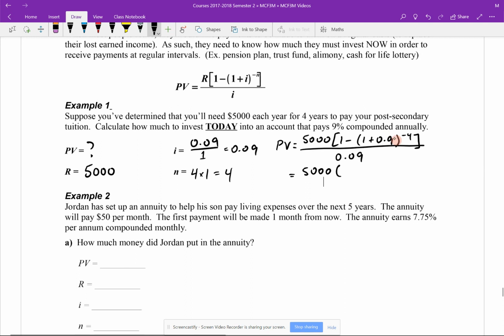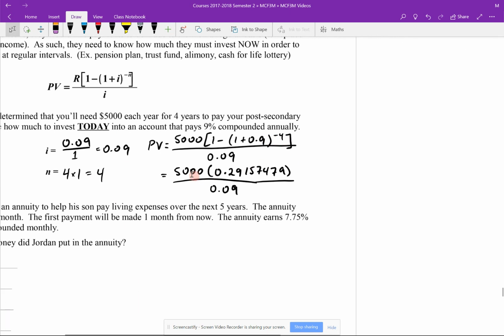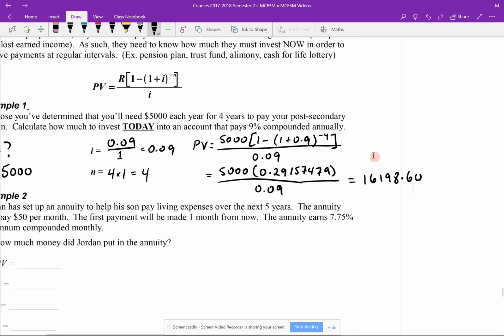And the result should be 0.29157479. Now you don't want to be rounding it, otherwise you change the accuracy of your answer. So keep that answer in your calculator, store it in memory, and you multiply that number by 5,000 and divide by 0.09. You should get a present value of $16,198.60. Okay. So what does this mean?